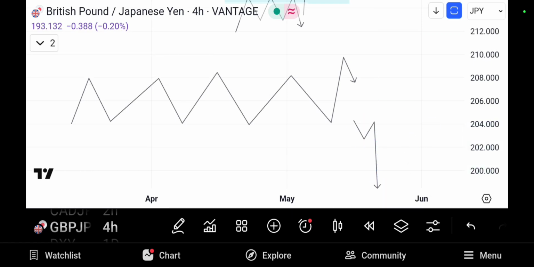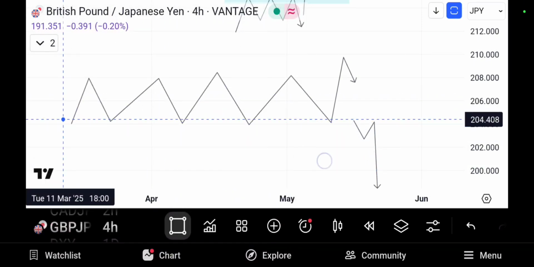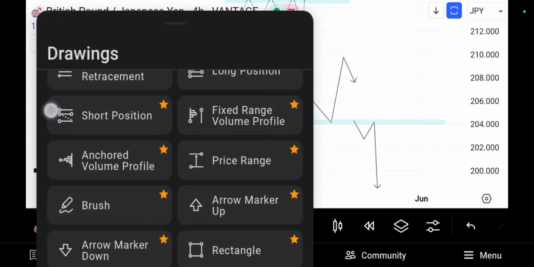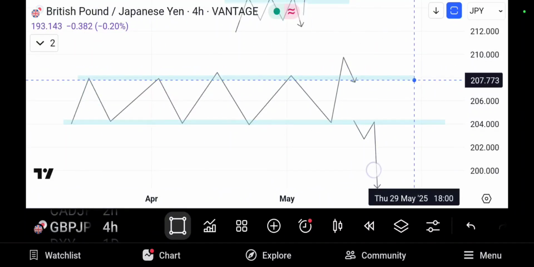Okay, very high probability. So I'm going to teach you guys, I'm going to show you guys on my chart how I get these things now. Oh, before we go to my chart, there's something I want to show you.